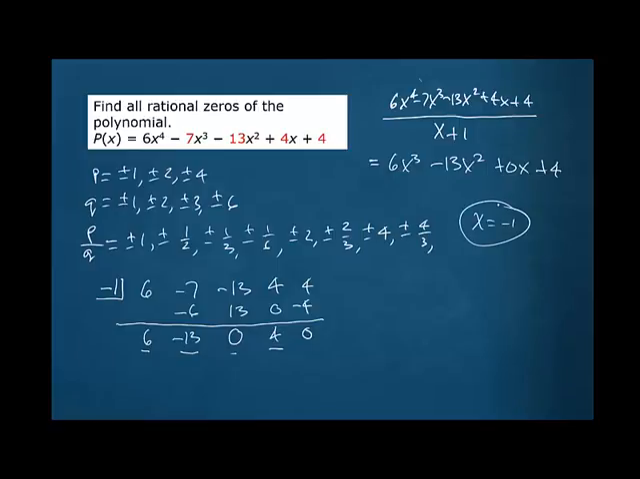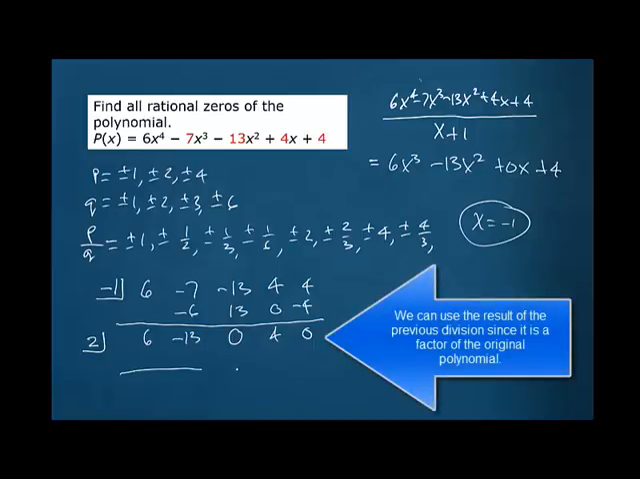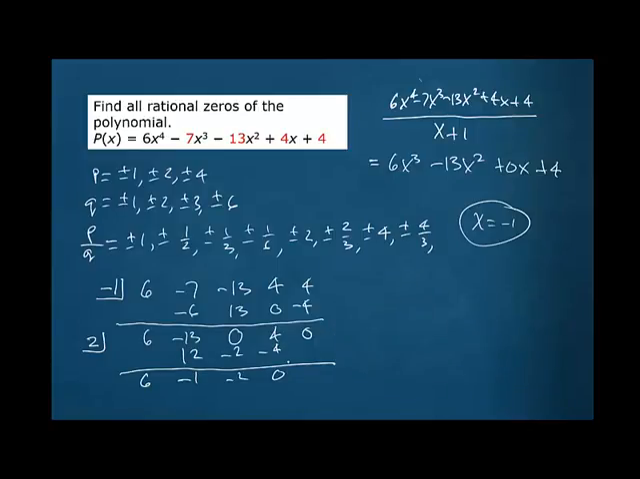Now we need to find the others. And we can do that using the coefficients that remain. So we'll do the same thing again. We'll choose another value. So let's choose 2. And so we'll bring down 6. 2 times 6 is 12. If we add, we get -1. Multiply, -2. Add, we get -2. Multiply, we get -4. And we get a remainder of 0 again. So we have found then that x minus 2 is also a factor for this polynomial.